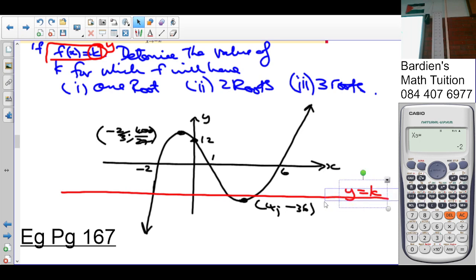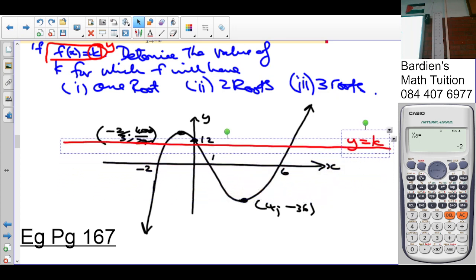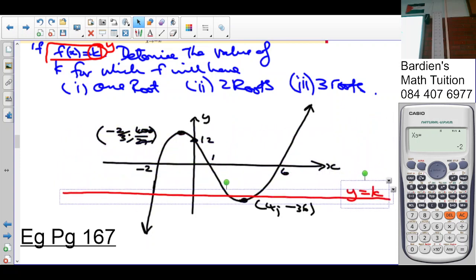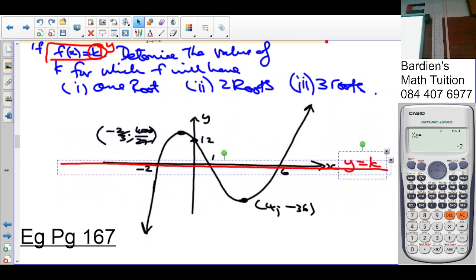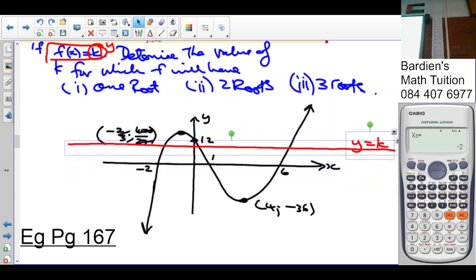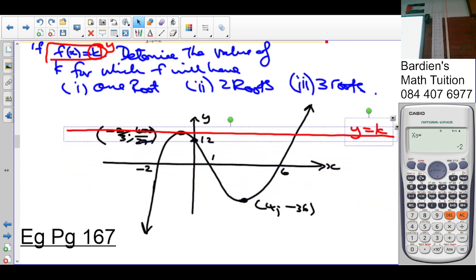Now, how many roots would you have here? 3 roots again: 1, 2, 3. So if I put it anywhere between these two turning points, what do you notice? There's 3 roots. You'll have 3 roots here, all the way till here. So of course it has to be represented as an inequality.